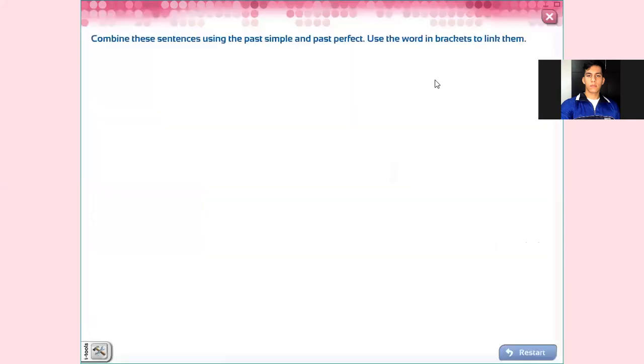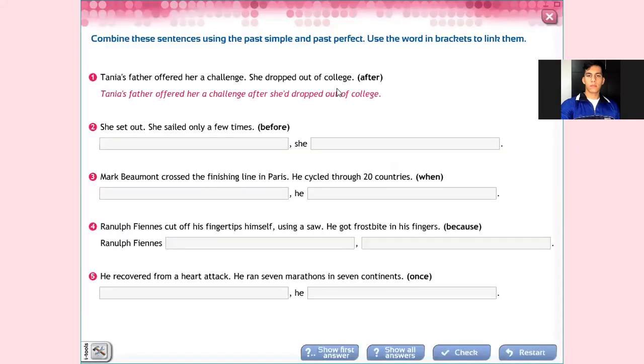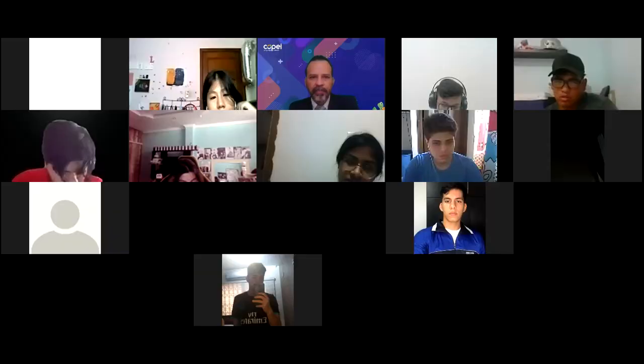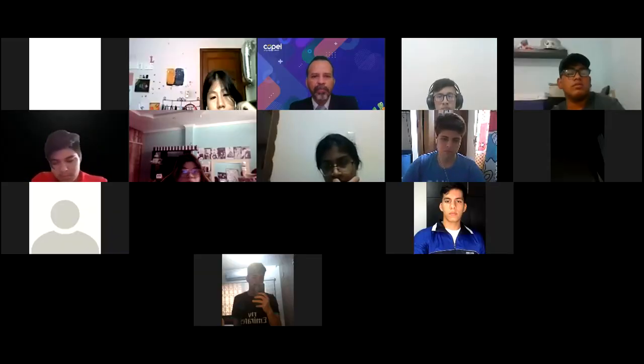Okay, let's continue with the other exercise. Combine these sentences using the simple past and the past perfect, no? For example, Tanya's father offered her a challenge after she had dropped out of college. Look at this expression, the expressions of past perfect. Let me show you the expression of past perfect. In the meantime, you continue combining the two sentences, please. Let me share the screen.